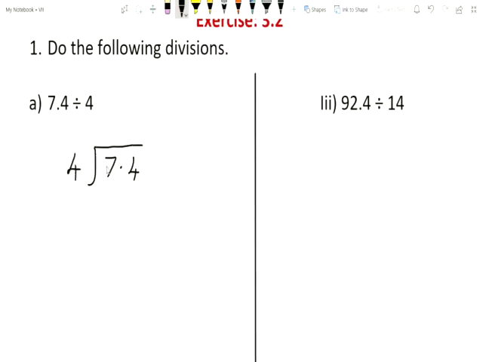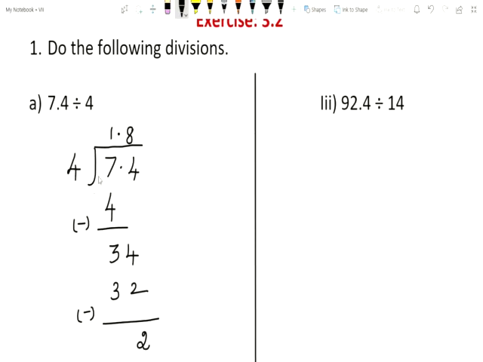In this 7, how many 4s are there? One time. 1 into 4, 1 4 is 4. Now you subtract this, what you will get? 7 minus 4, you get 3. Next, what is there? The decimal. You keep the decimal and take the next digit, 34. Now, how many times does it occur? 8 times. So, 8 4s are 32. Now you subtract this, what you will get? 34 minus 32, you get 2.